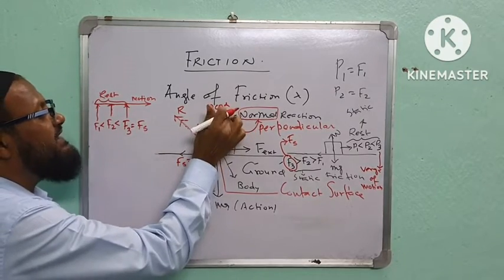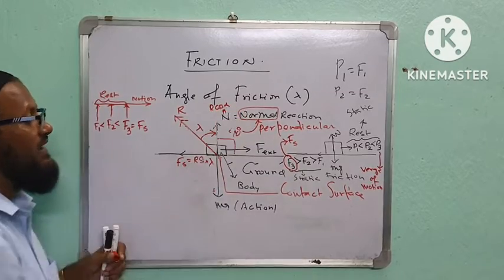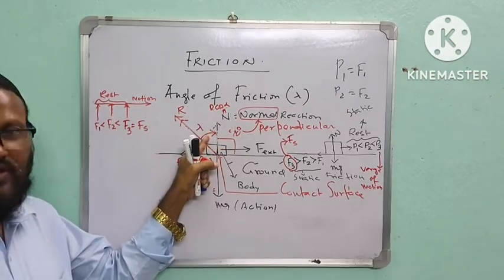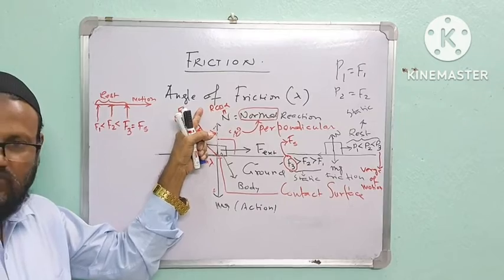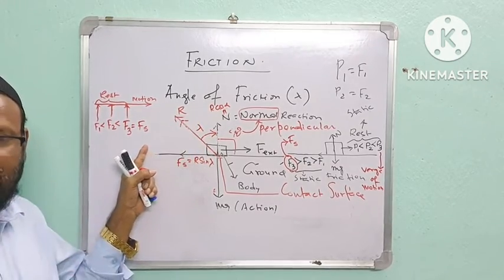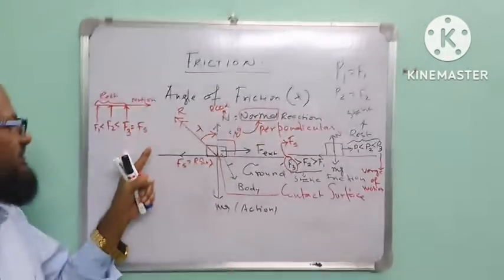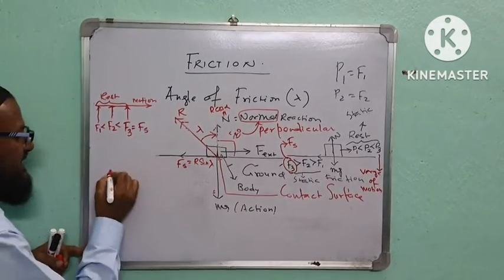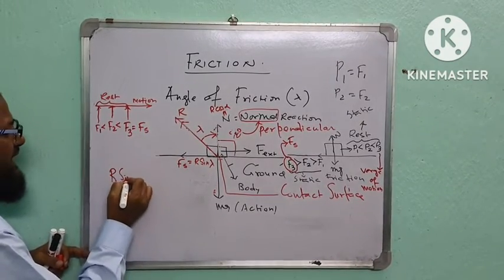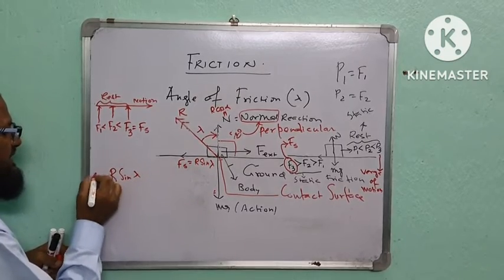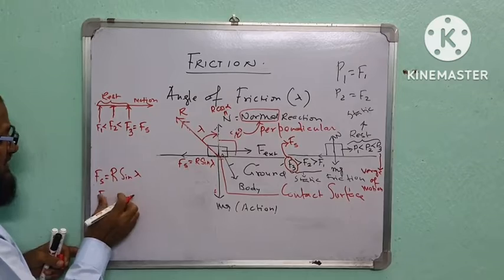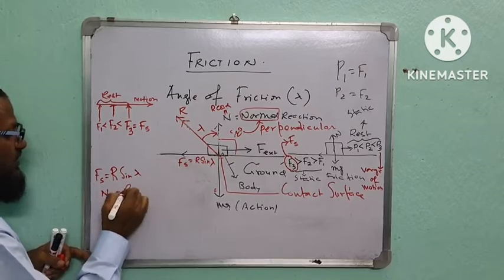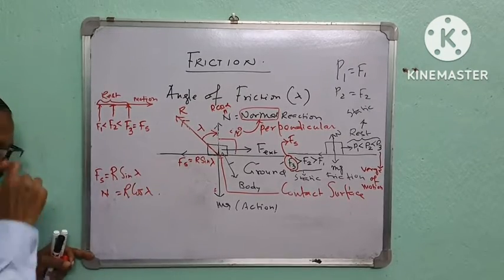Please write down. R is divided into two components, in this direction and in this direction. This component, the angle being known, is R cos lambda. Perpendicular to this is R sin lambda. Clear? Here R sin lambda is equal to Fs, and N is equal to R cos lambda. We know that.